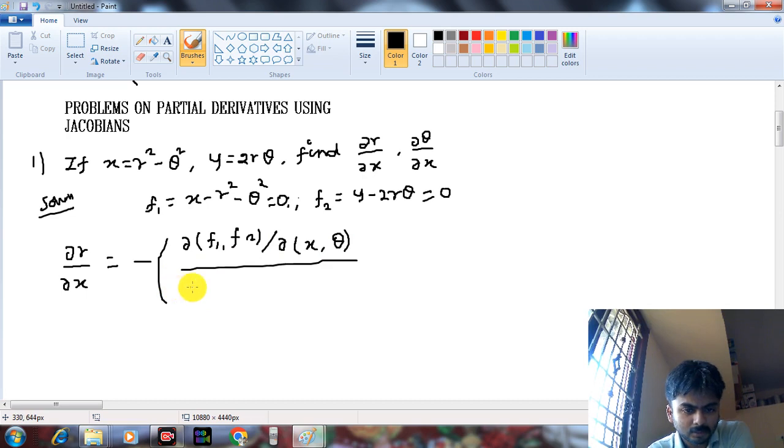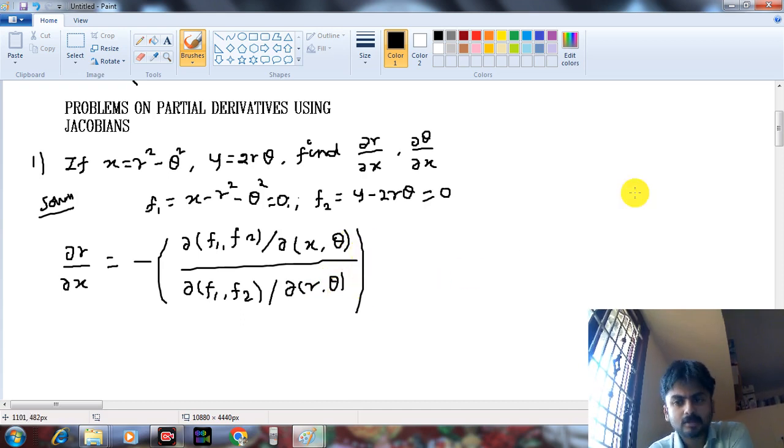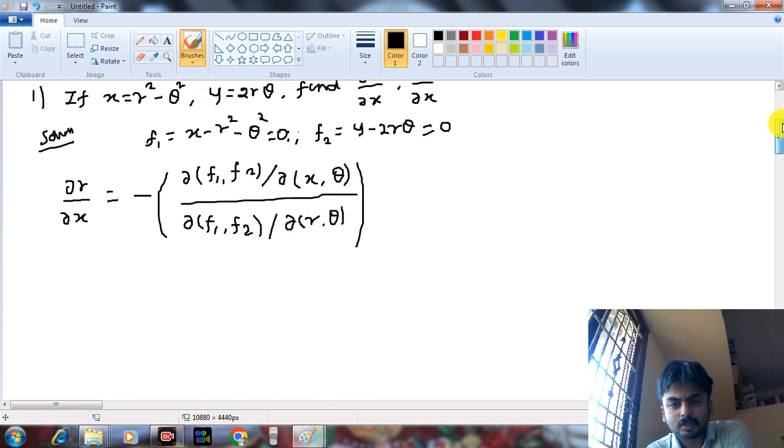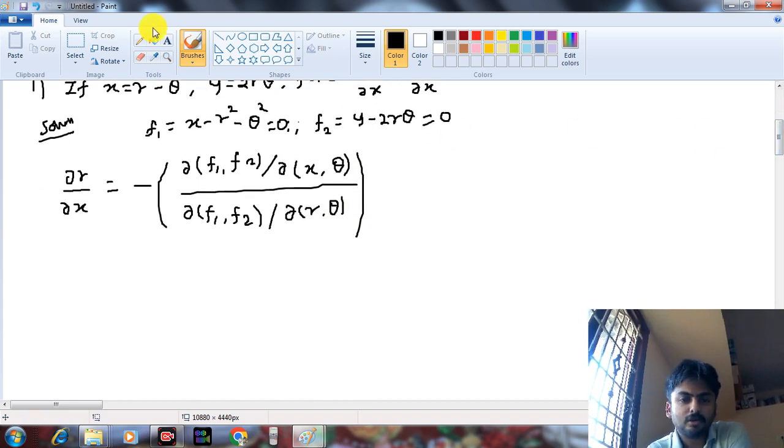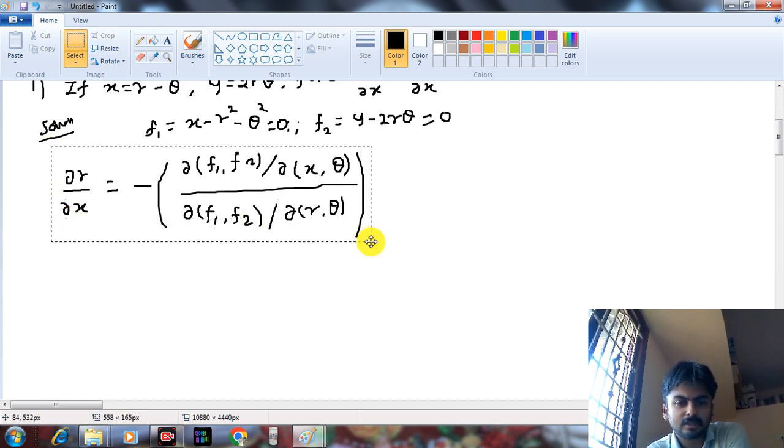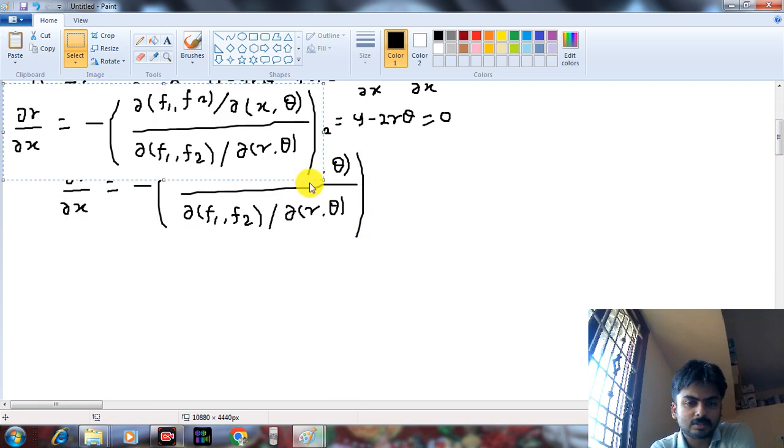Okay, ∂(f1, f2) divided by ∂(r, theta). Okay, then if I want to find ∂theta by ∂x, I should copy the same formula and replace everything. Okay, Control+C and Control+V.